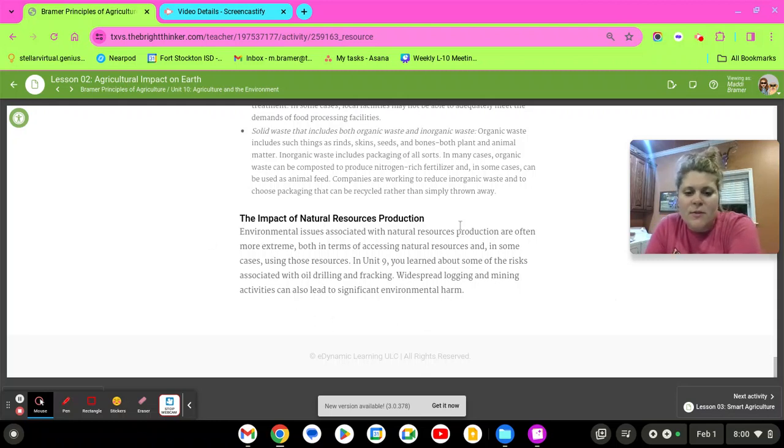Environmental issues associated with natural resource production are often more extreme, both in terms of accessing natural resources and using them. In Unit 9, you learned about these risks with oil drilling and fracking. Widespread logging and mining activities can also lead to significant environmental harm.